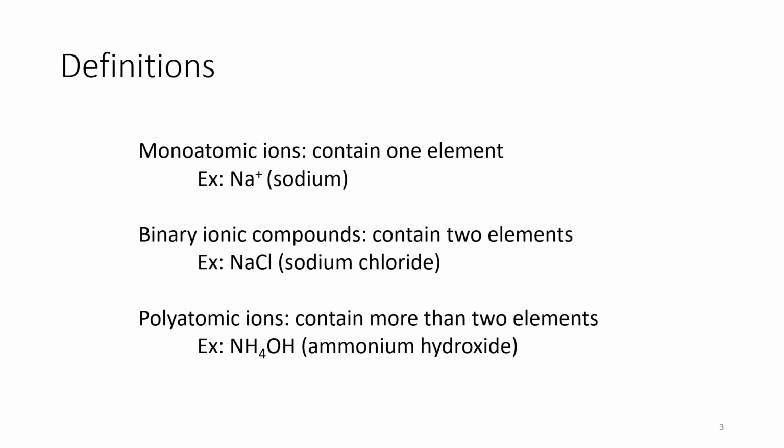So some definitions to start off with. Mono means one. So monoatomic ions contain one element. For example, sodium. Binary ionic compounds contain two elements. For example, sodium and chlorine, which creates sodium chloride. Polyatomic ions contain more than two elements. So here you can see NH4OH is ammonium hydroxide.